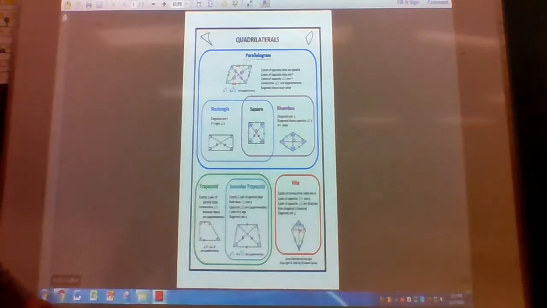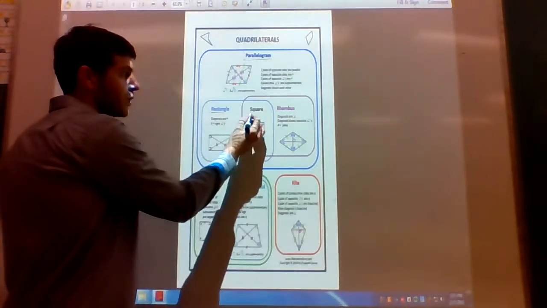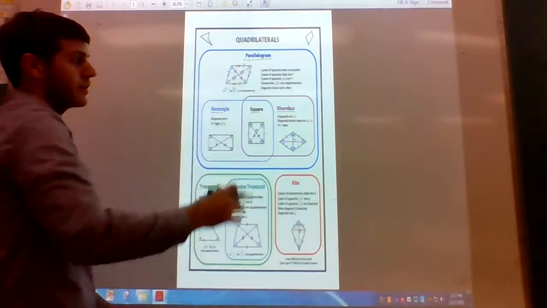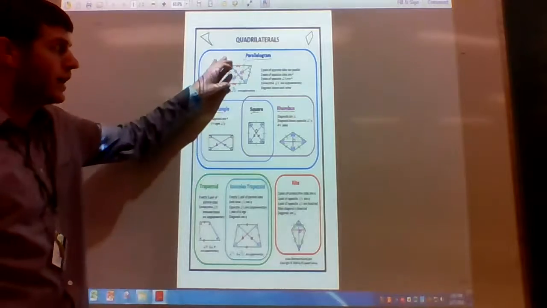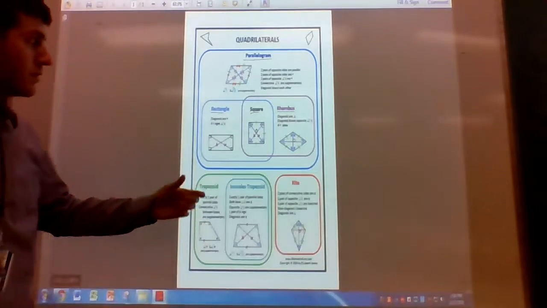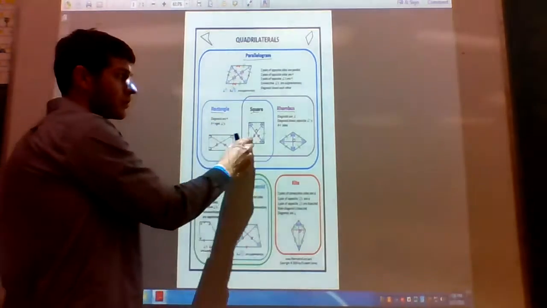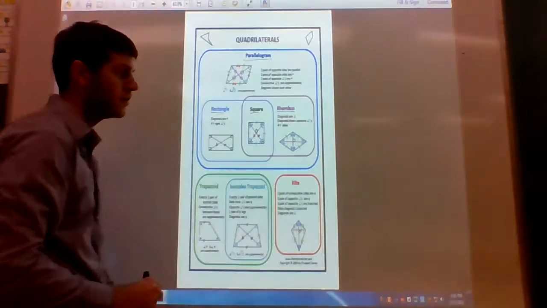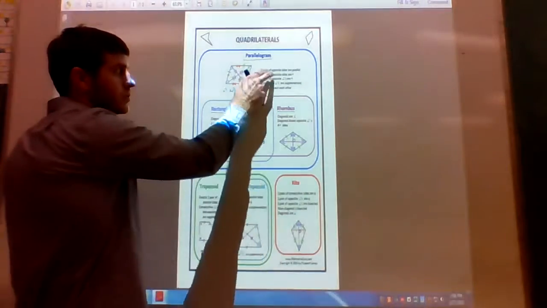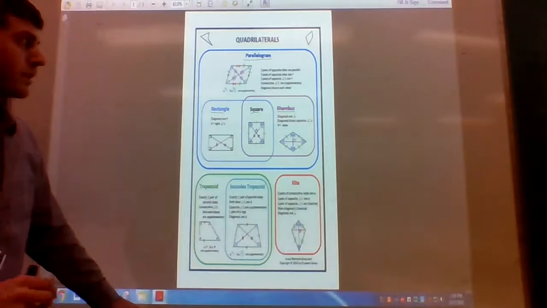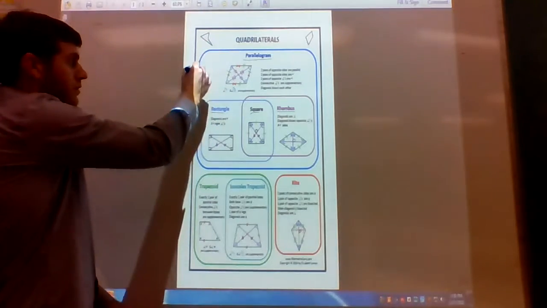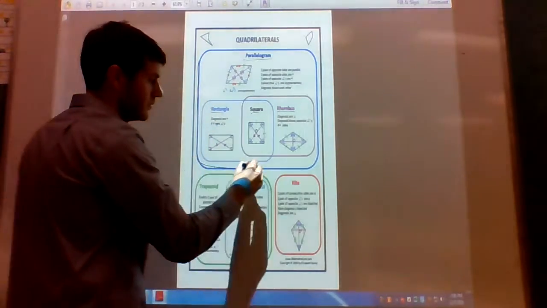And in the introduction to quadrilaterals, we talked about how rectangles, squares, and rhombuses were parallelograms. Parallelograms were defined as having 2 pairs of parallel sides. And we notice rectangles, squares, and rhombuses have 2 pairs of parallel sides, so they are going to be parallelograms.